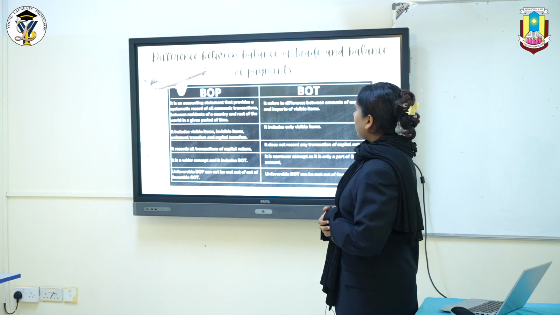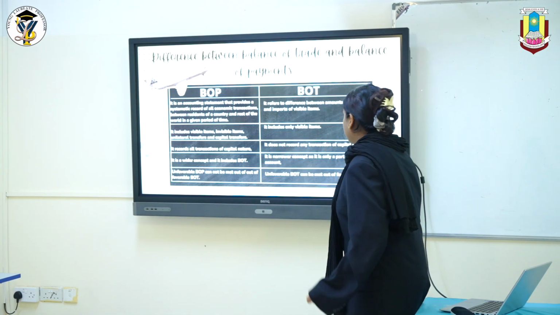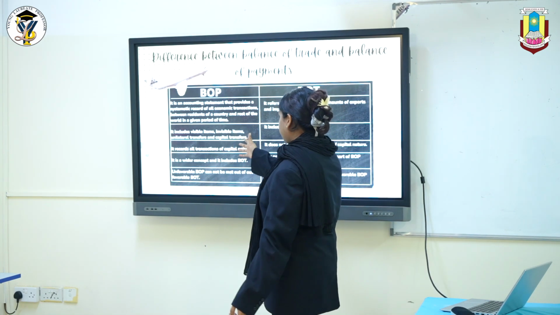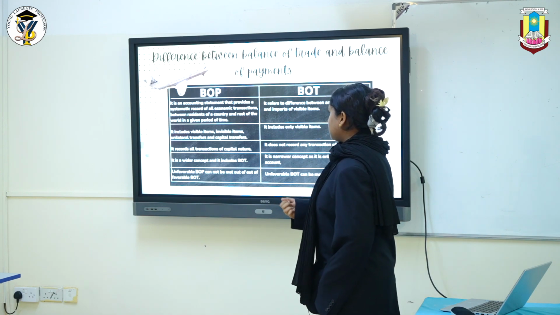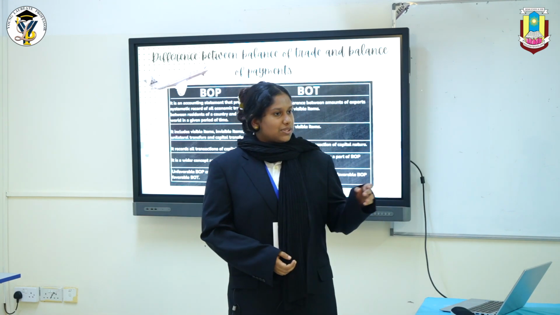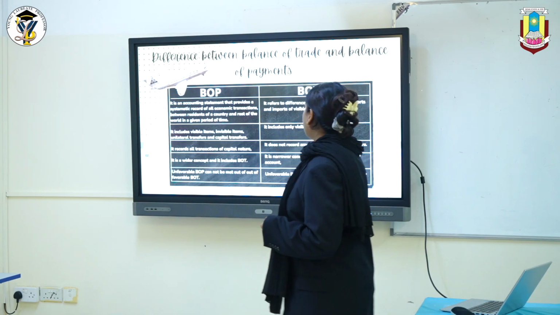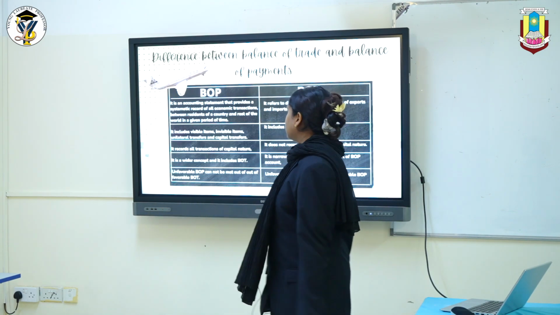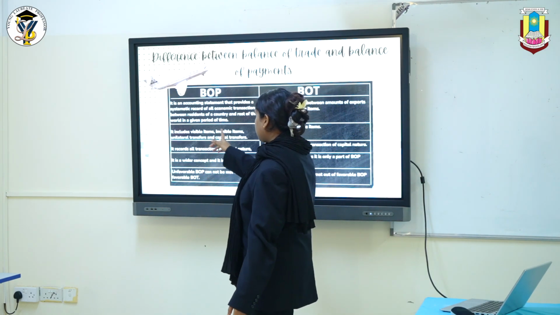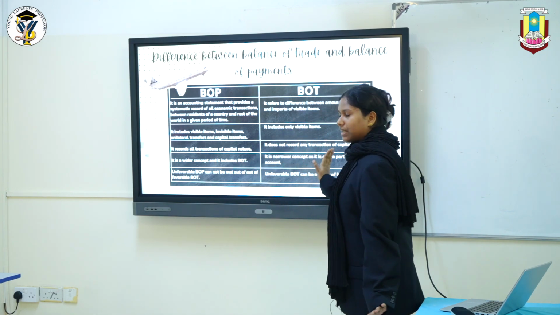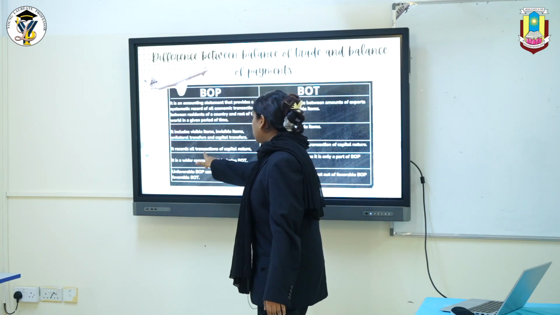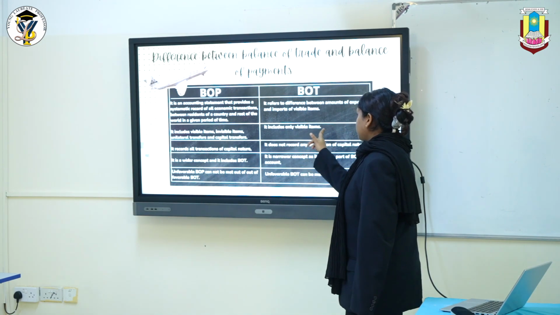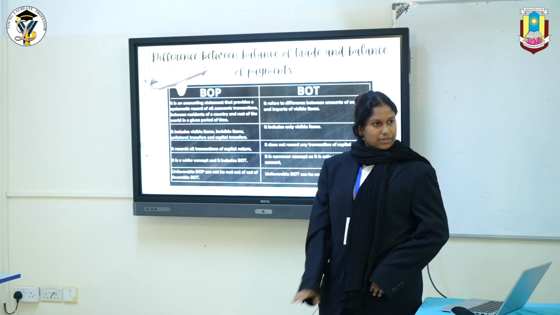Now, I have told you what is BOP and BOT. Now, let's see what is the difference. So, here is a definition of BOP. It's an accounting statement that provides a systematic record of all economic transactions between residents of a country and the rest of the world, while BOT is the difference between amounts of exports and imports of a country. Now, in BOP, as I told you, it includes 4 items, while BOT only includes visible items. And in BOP, all transactions of capital nature are included, while we already know BOT only includes visible items, so it does not record any transactions of capital nature.